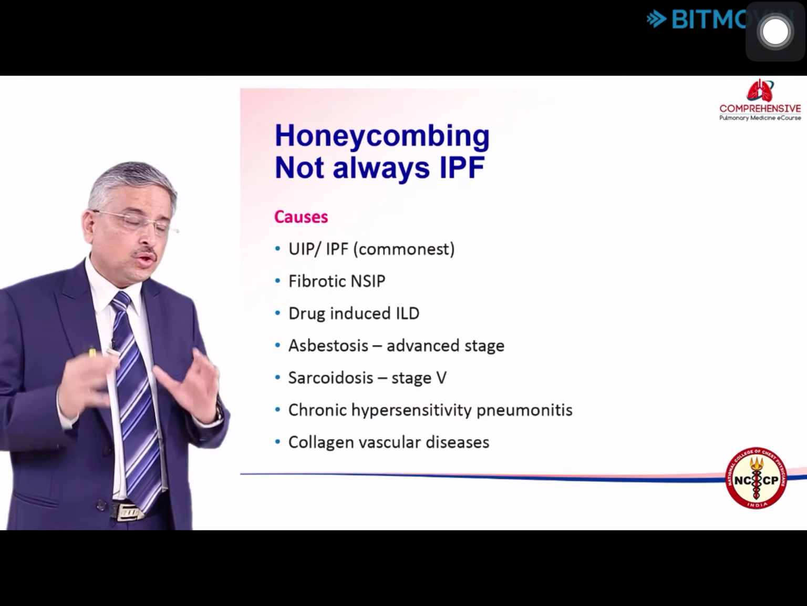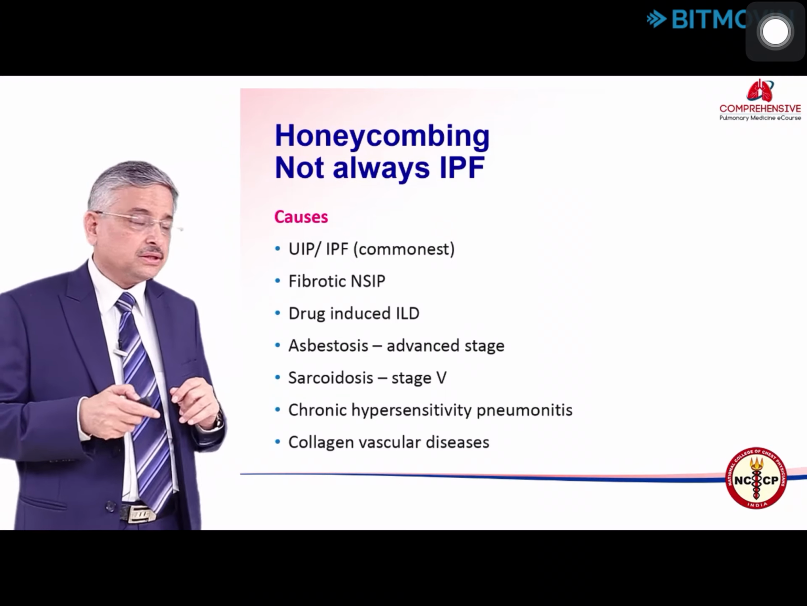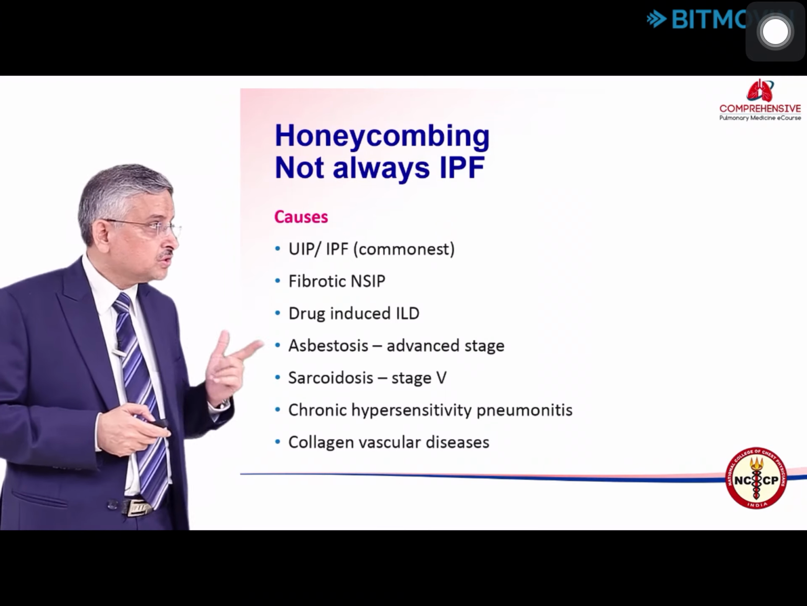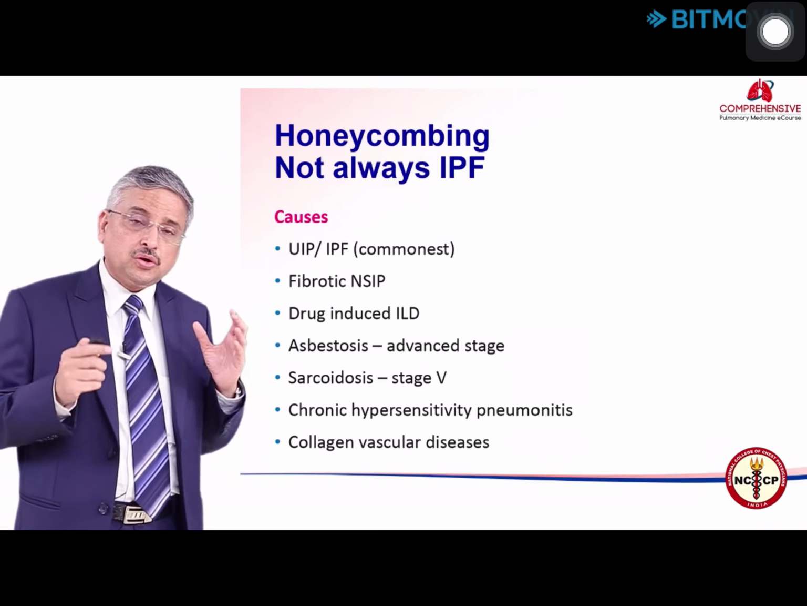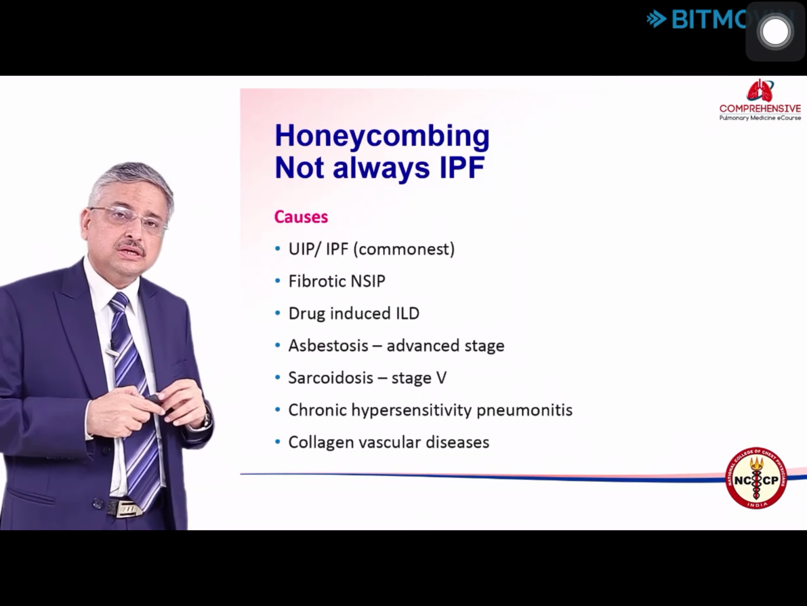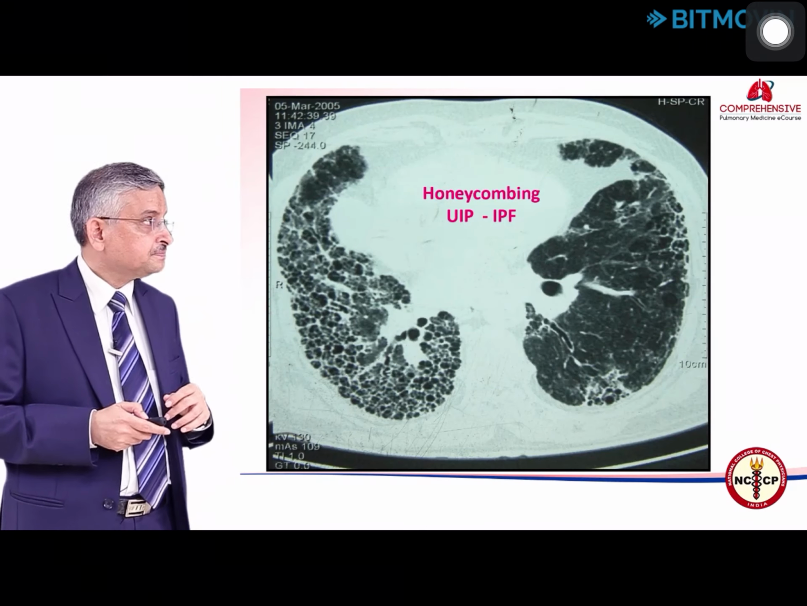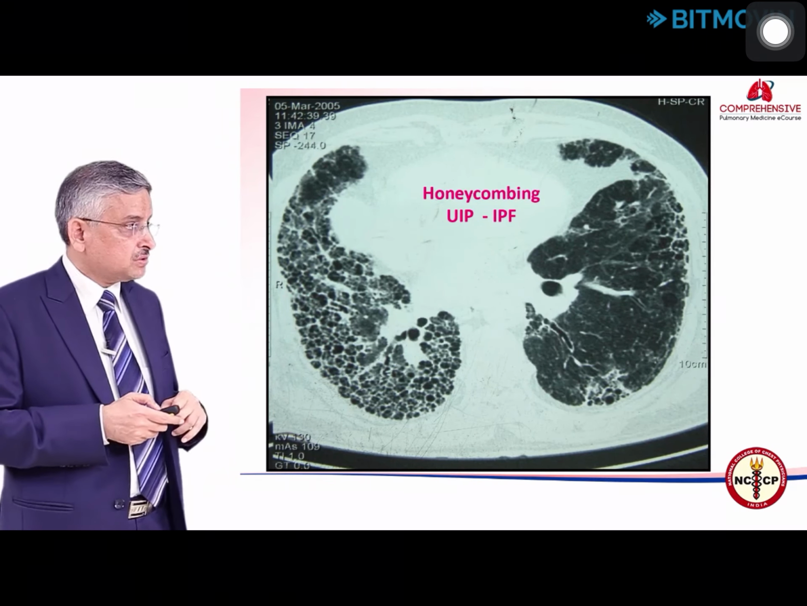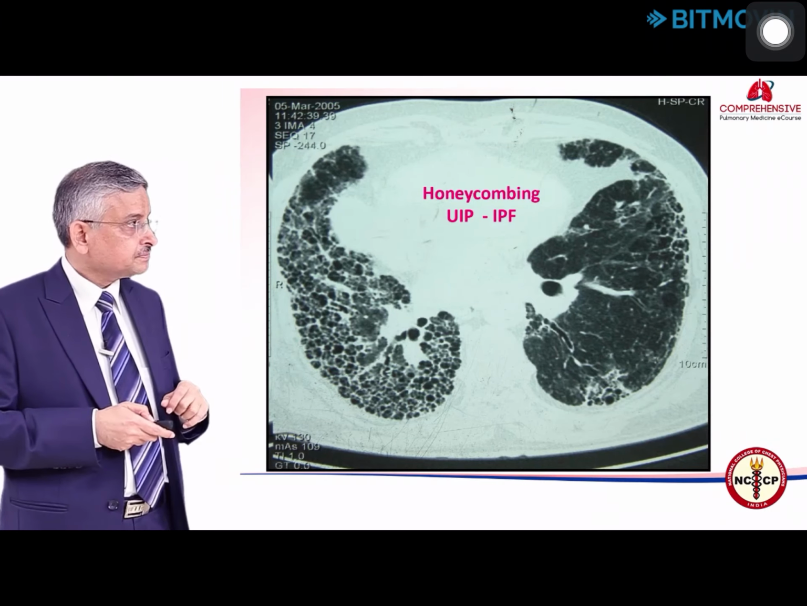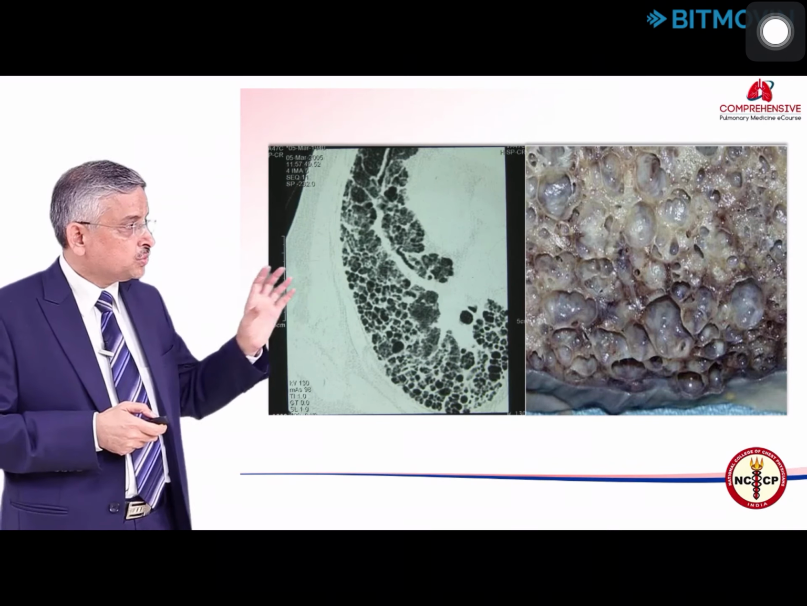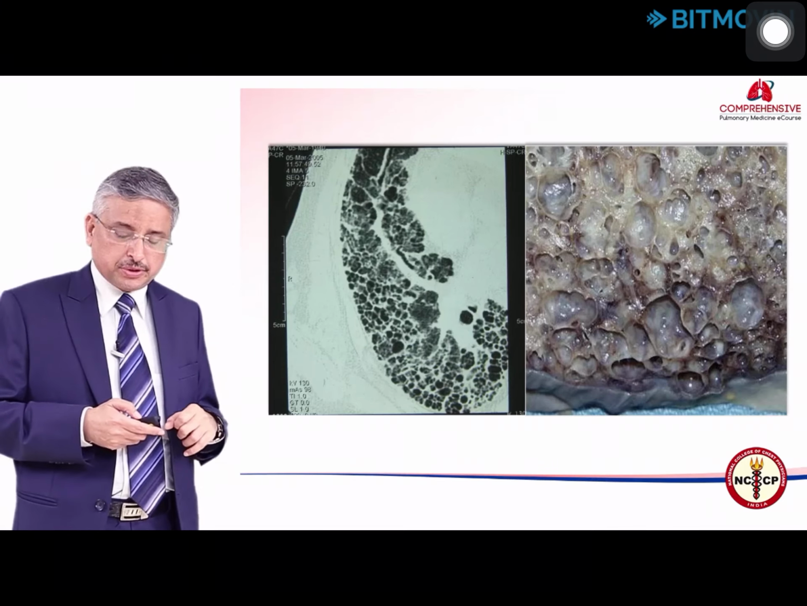Honeycombing, like I said, is not always IPF, although honeycombing is classically seen in UIP and in IPF. Fibrotic NSIP, drug induced ILD, asbestosis, sarcoidosis, chronic HP and collagen vascular disorder, all of them can lead to honeycombing in the CT scan, and therefore, just the presence of honeycombing does not make it IPF. This is classical honeycombing that you will see in your patients, which shows you these classical cysts which are layered over one another, and this is to show you in a more magnified version how the lung will look because of these honeycombing cysts.